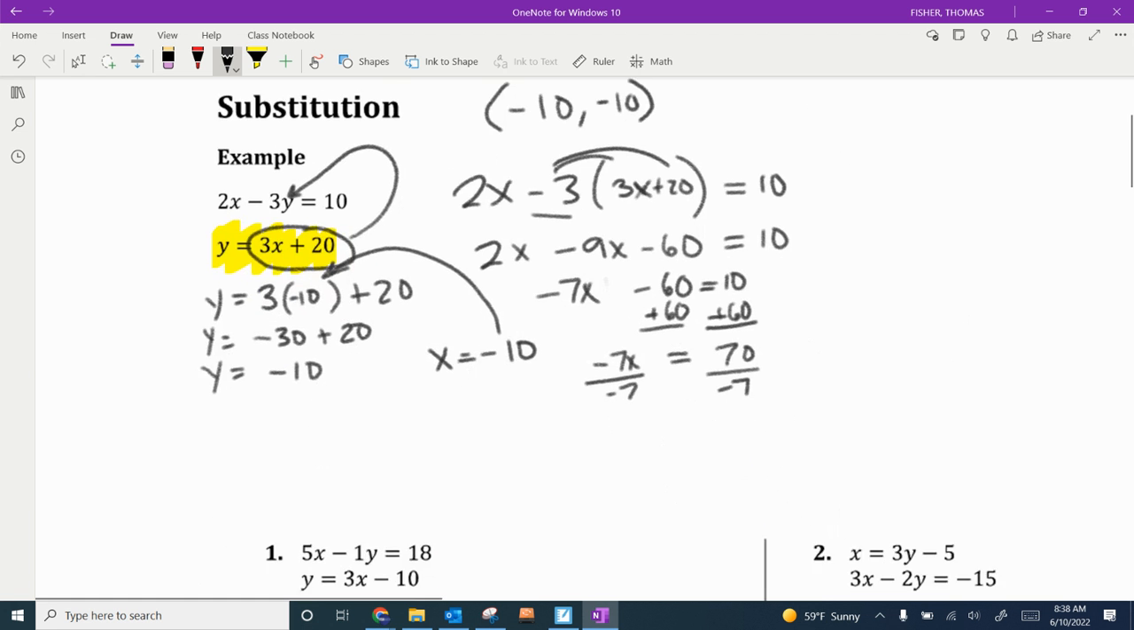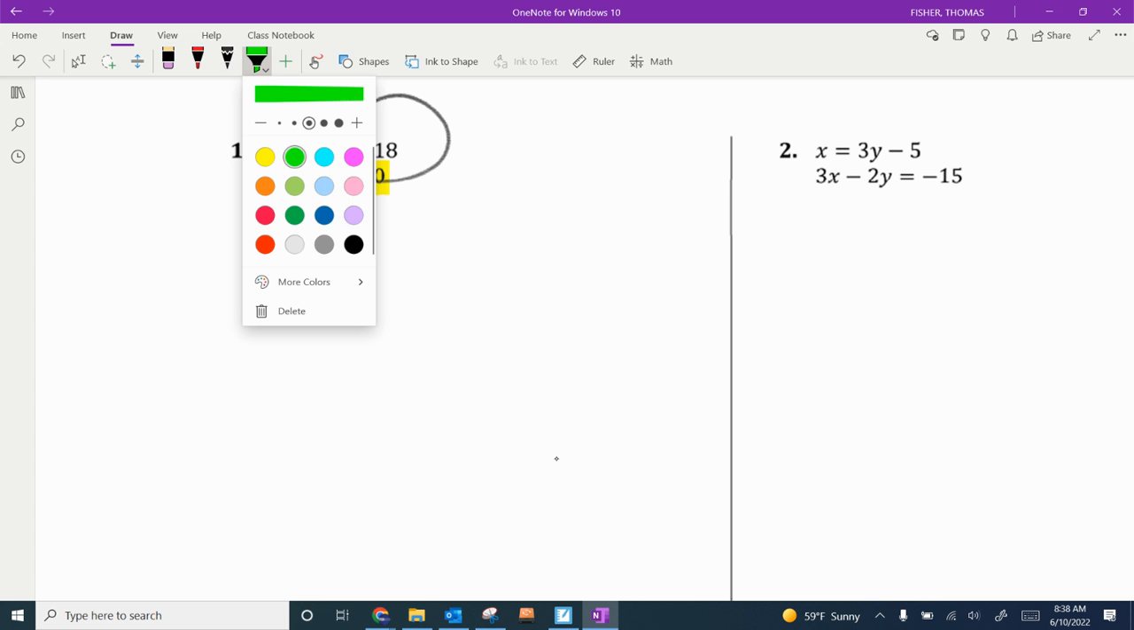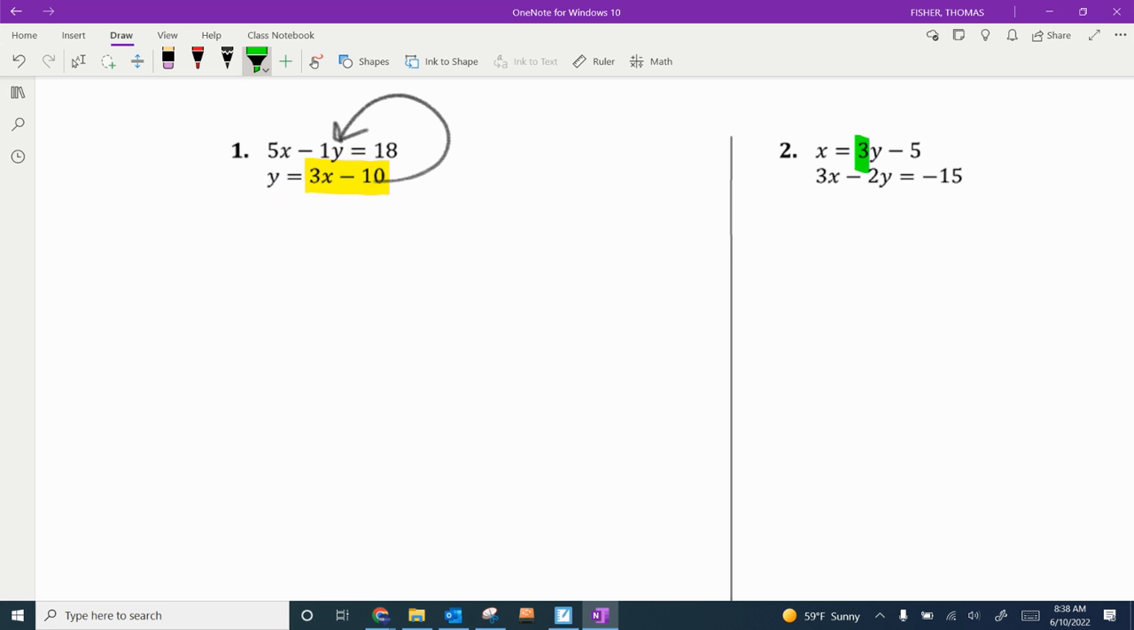So down below, you've got 4 examples that you can complete that are just more substitution practice. Look for the variable that's by itself. So like in this case, y is equal to this. So very similar to the first one, substitute that in. The next one has x by itself. So this goes in for x this time, not y.